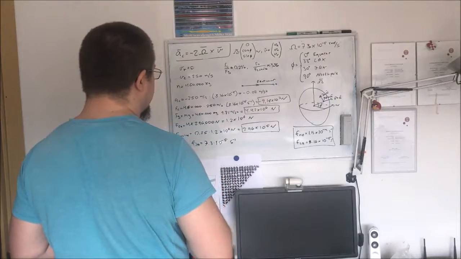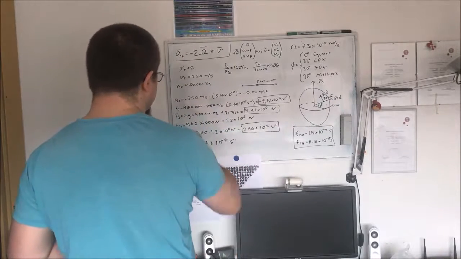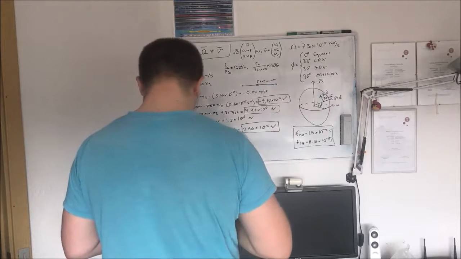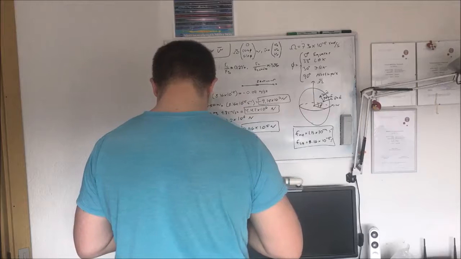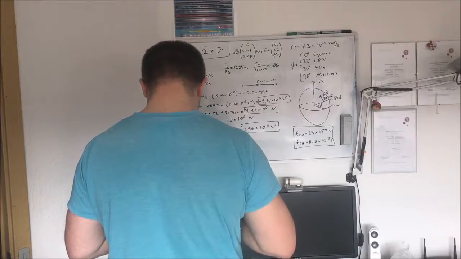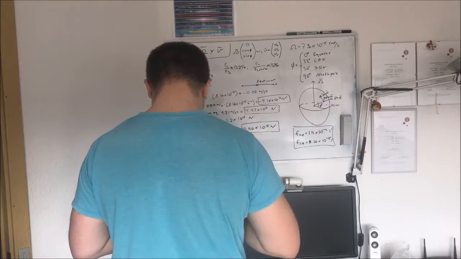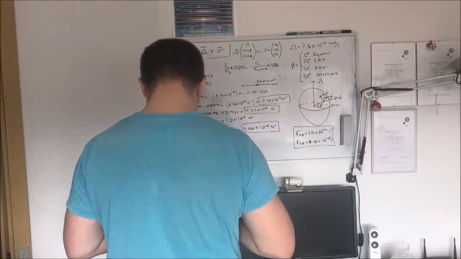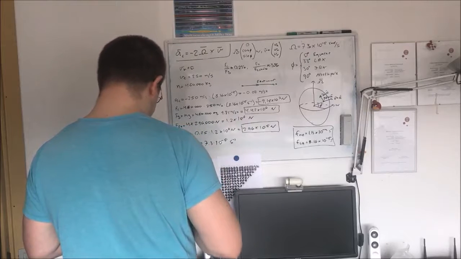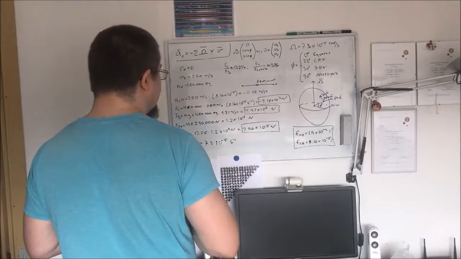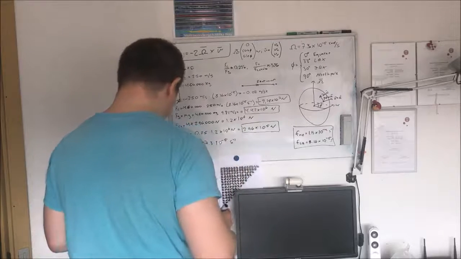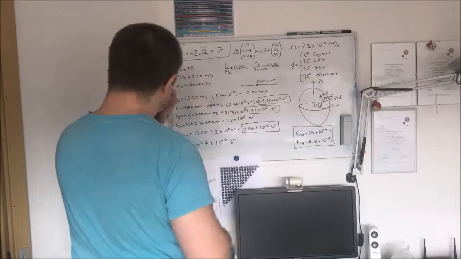So all in all, not that much. Let's put it in. I just quickly calculated it. Minus 250 times 7.3 times 10 to the minus 5. That gives minus 0.018, so roughly 0.02.